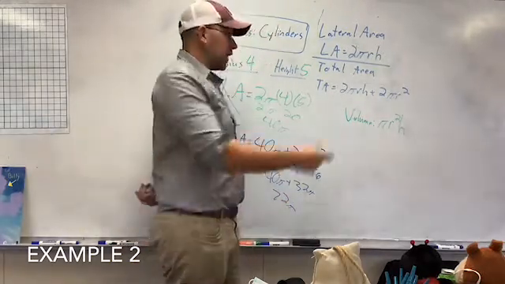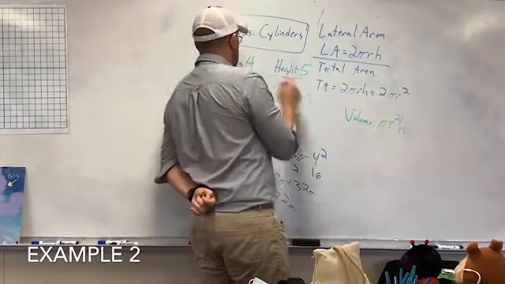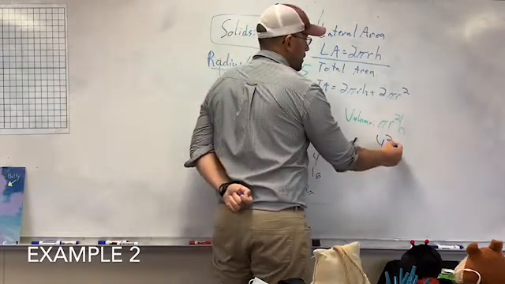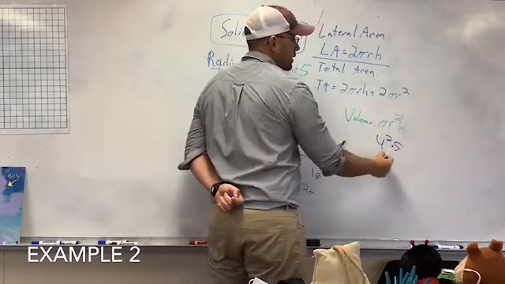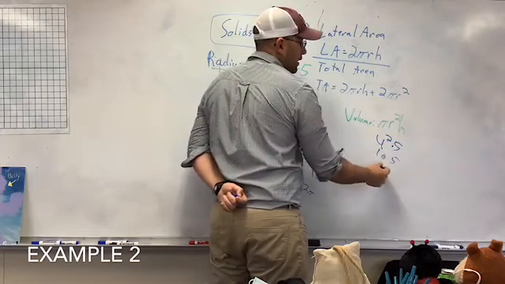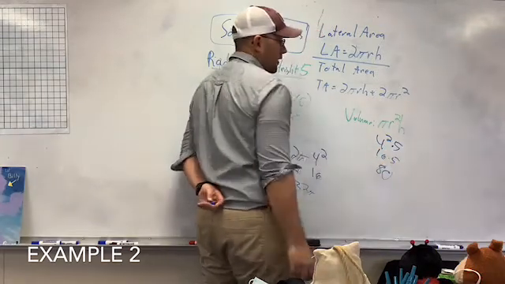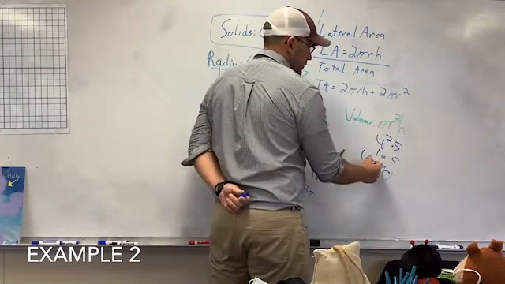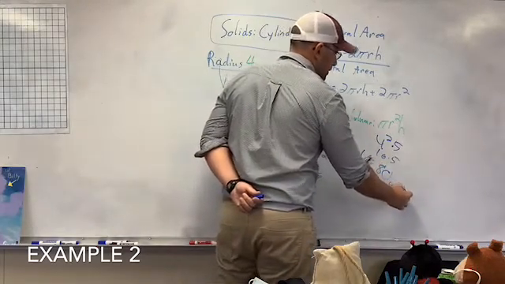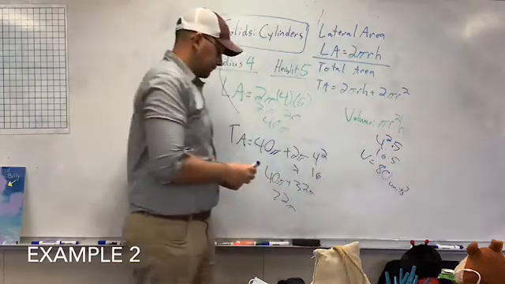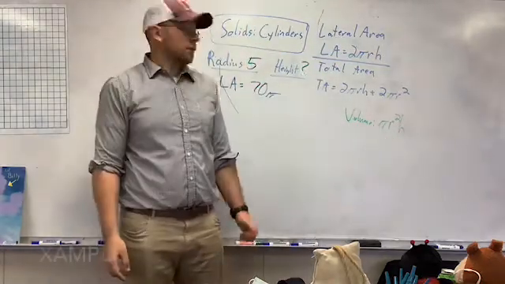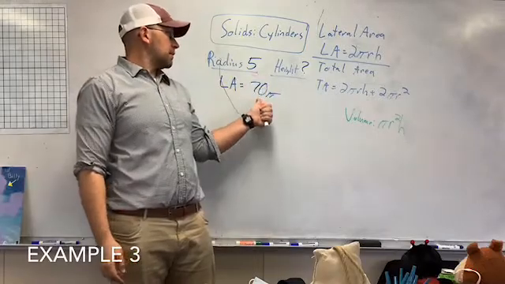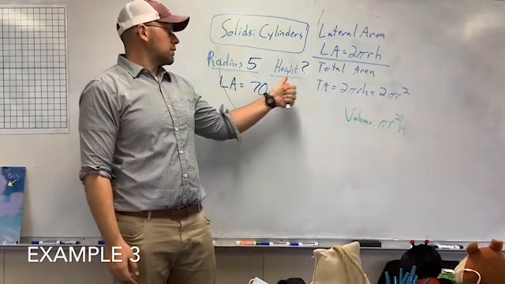And if we want to find the volume, we already have our radius, so that's 4 squared times our height of 5. 16 times 5 is 80. And we don't have units, so units cubed.